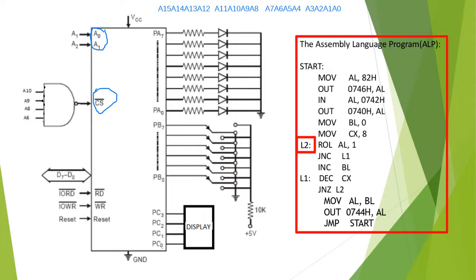And A6 is used here, so it must be 1. A5 and A4, no use. And A3 is also not used. A2 is connected to A1 and A1 is connected to A0, so A2 and A1 are the variables, and there is no use of A0, so A0 is also don't care. What are the variables now? A2 and A1, they are the variables.